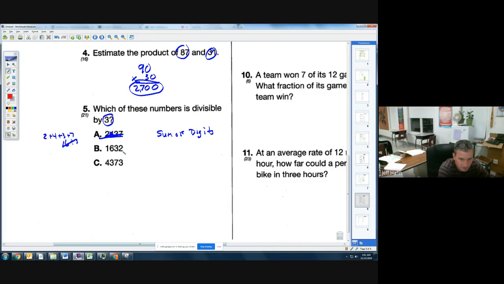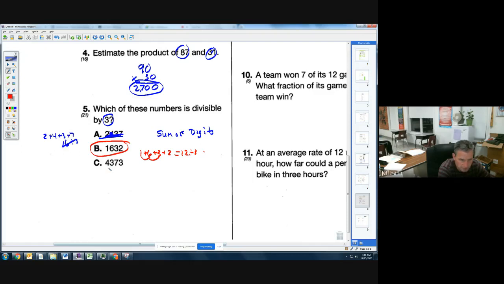How about 1632? 1 plus 6 plus 3 plus 2. 1 plus 6 is 7, plus 3 is 10, plus 2 is 12. Can you divide 12 by 3? Yes, you can. This is divisible by 3.